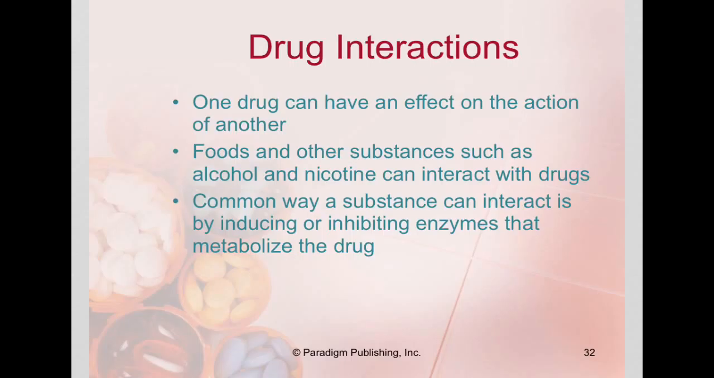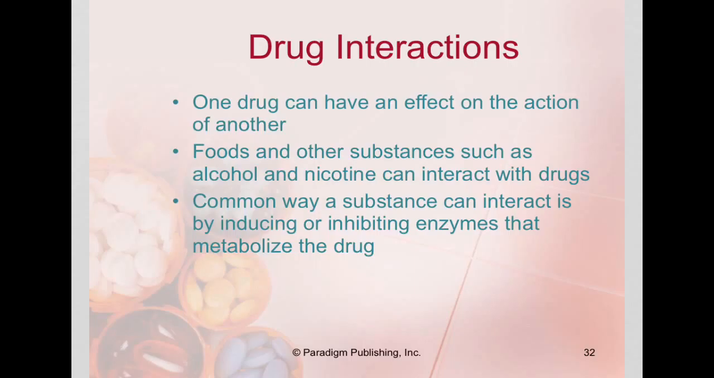This is drug interactions. One drug can have an effect on the action of the other. Foods and other substances can have interactions with drugs. A common way a substance can interact is by inducing or inhibiting enzymes that metabolize the drug. Like your book says, a grapefruit can provide an example of a food-drug interaction. Grapefruit juice contains certain chemicals that inhibit a form of cytochrome P450 that is found primarily in the intestines.